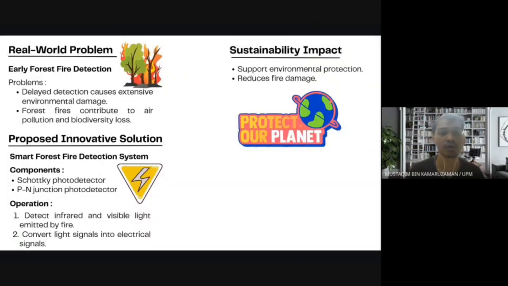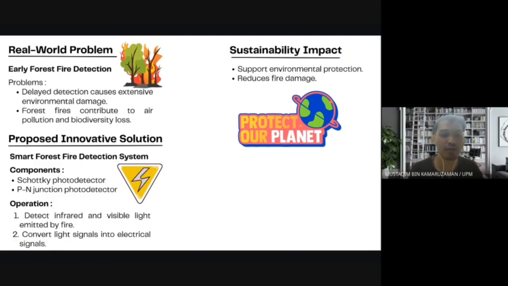Here is the real world problem that our country is facing today. It is yearly forest fire detection. What is the problem? Delayed detection causes extensive environmental damage, and forest fires contribute to air pollution and biodiversity loss. How do we propose an innovative solution? Of course, we want to solve this problem, right?